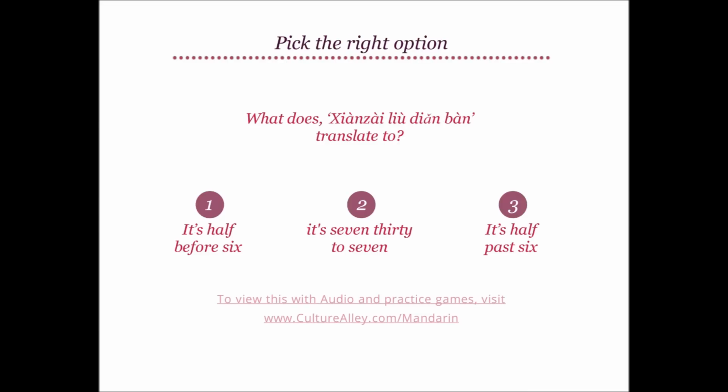What does 现在6点半 translate to? Does it become it's half before 6? Or is it 7:30? Or could it be it's 6:30? 现在6点半 translates to it's 6:30. I'm sure you got that one correct.